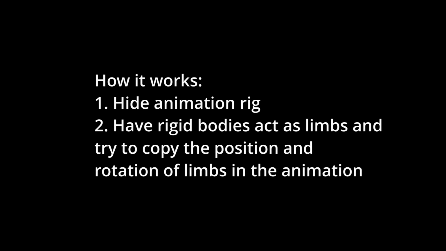So, the main idea of how the active ragdoll works is this: we hide the animation rig, and only show limbs made out of rigid bodies that try to copy the transformation of the limbs in the animation rig. We will not be using PhysicalBone2D, because it is quite broken, as far as I know.